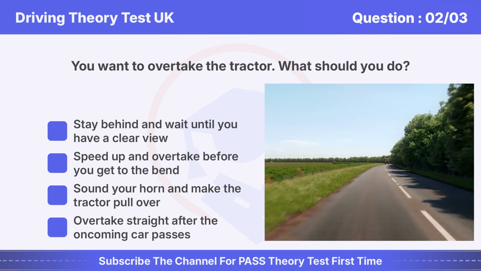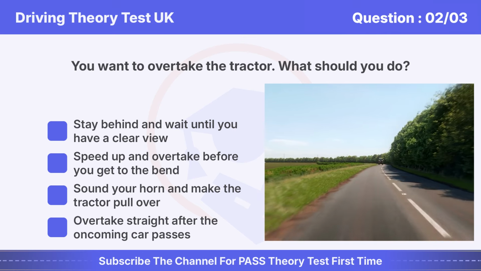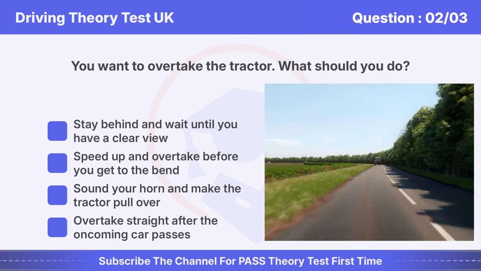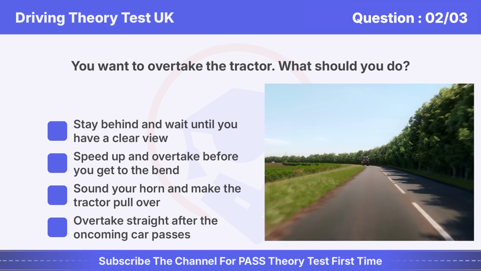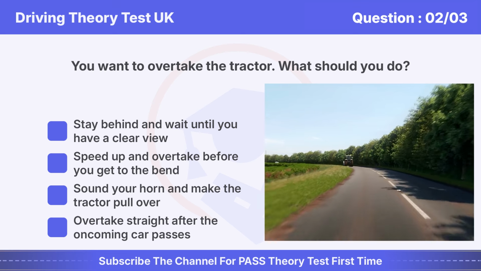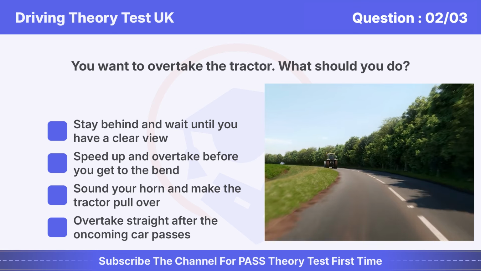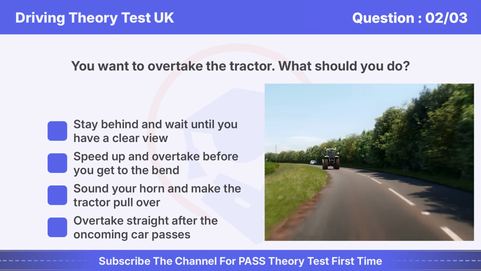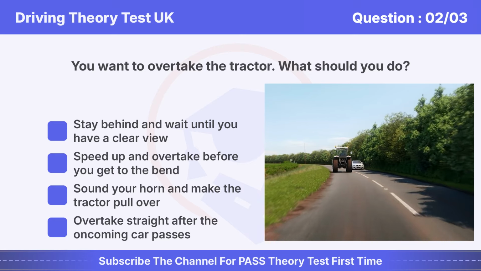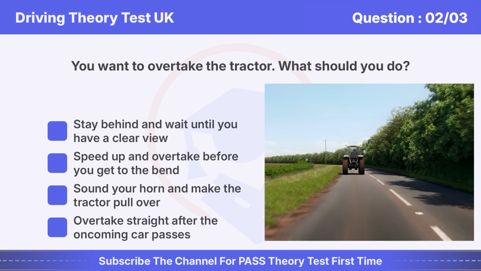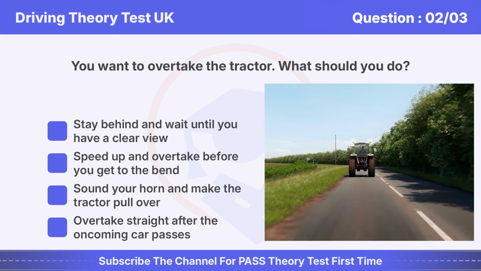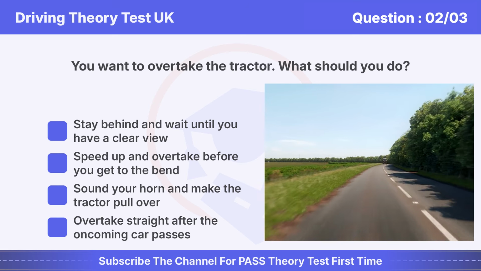Question 2. You want to overtake the tractor. What should you do? Option A. Stay behind and wait until you have a clear view. B. Speed up and overtake before you get to the bend. C. Sound your horn and make the tractor pull over. D. Overtake straight after the oncoming car passes.